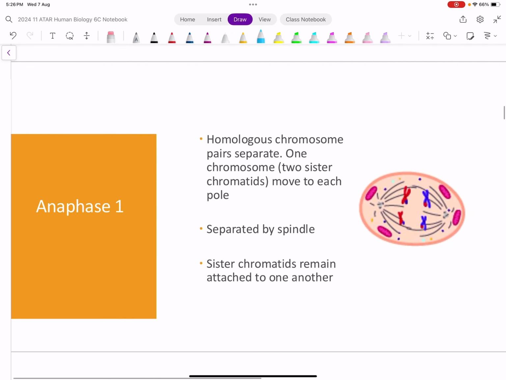As we move into anaphase, similar to mitosis yet again, our homologous chromosome pairs separate. It leaves us with one chromosome moving to each pole. We can see that our chromosomes are non-identical here. We have some unique variation, again, as a result of crossing over. Now, these homologous chromosome pairs are separated by those spindle fibers which contract, and this means that our sister chromatids still remain attached to one another, but they move towards the poles.